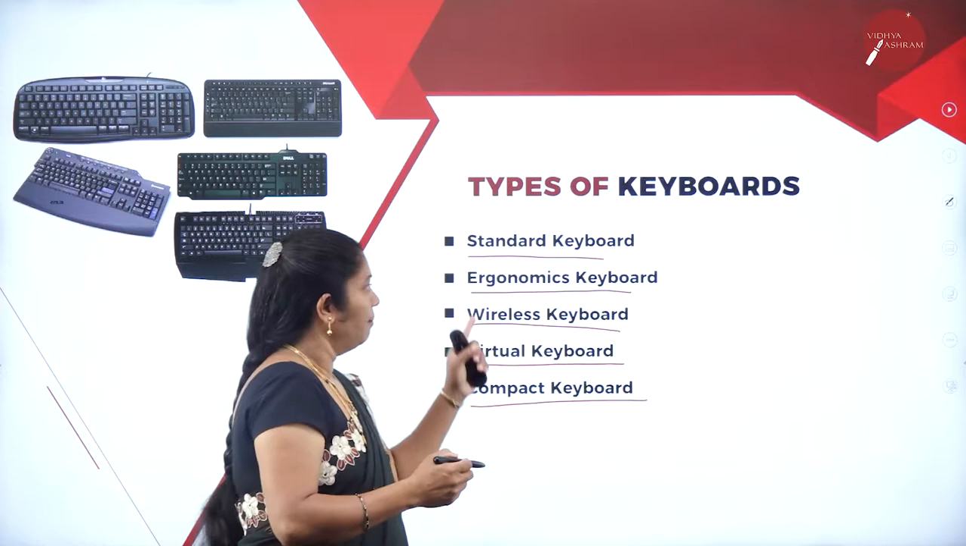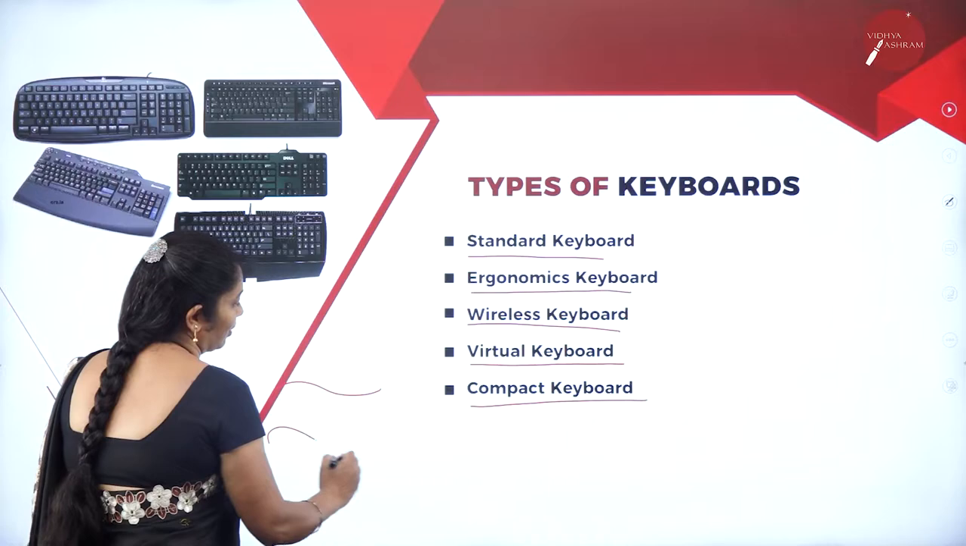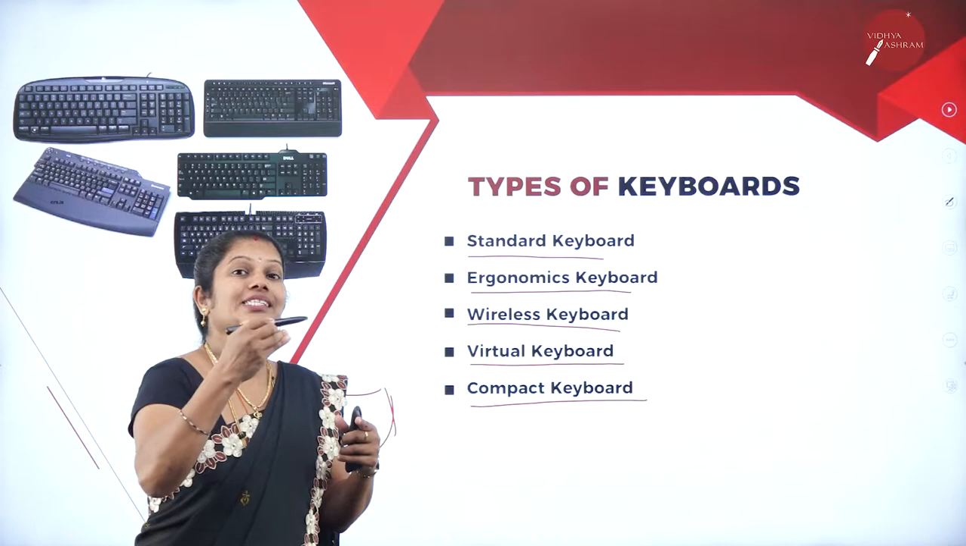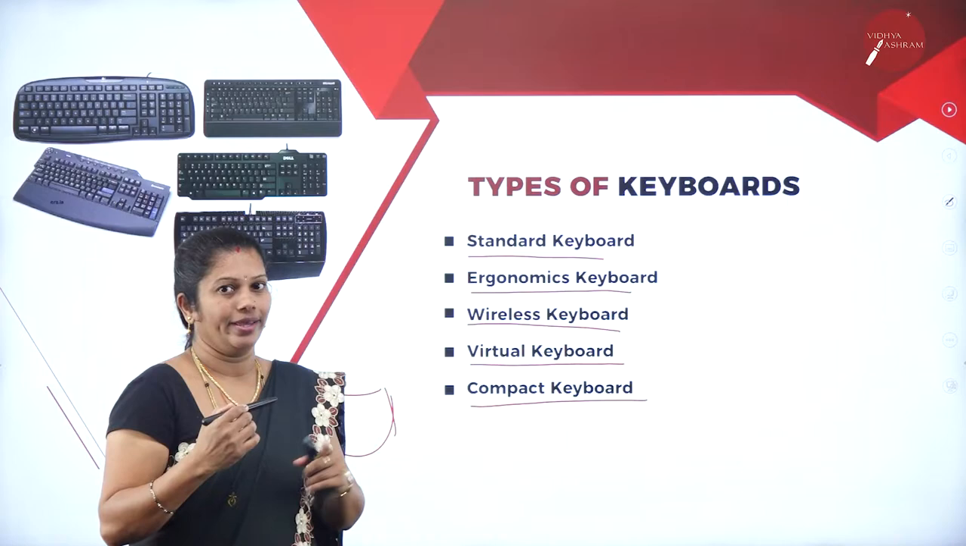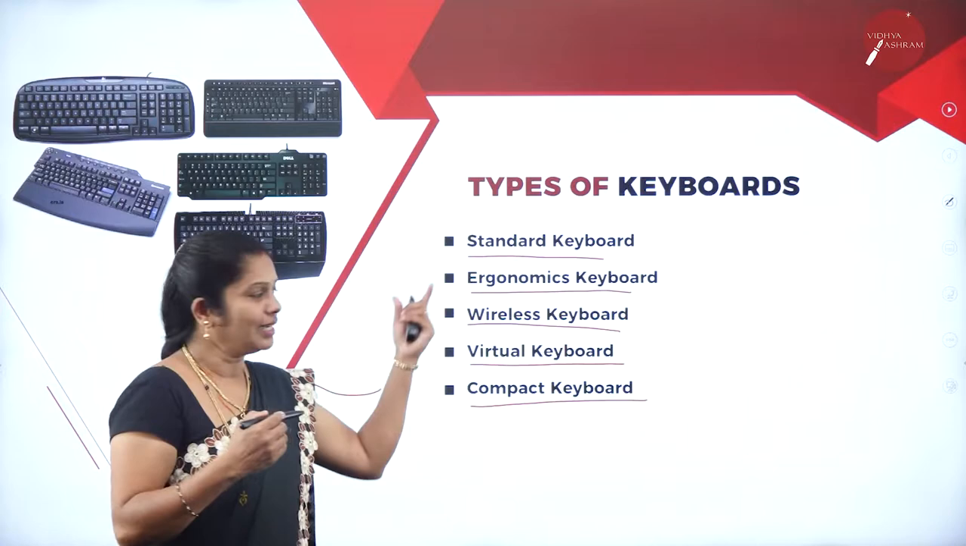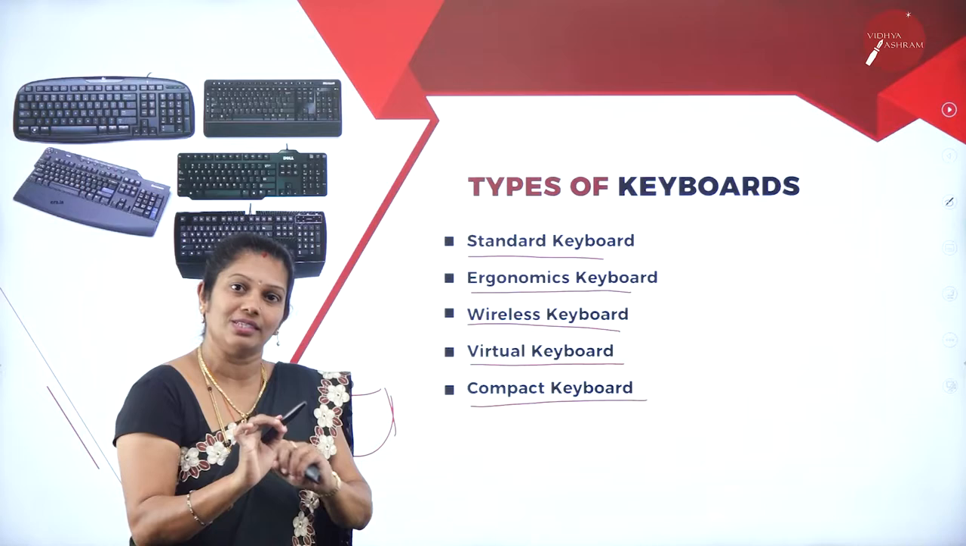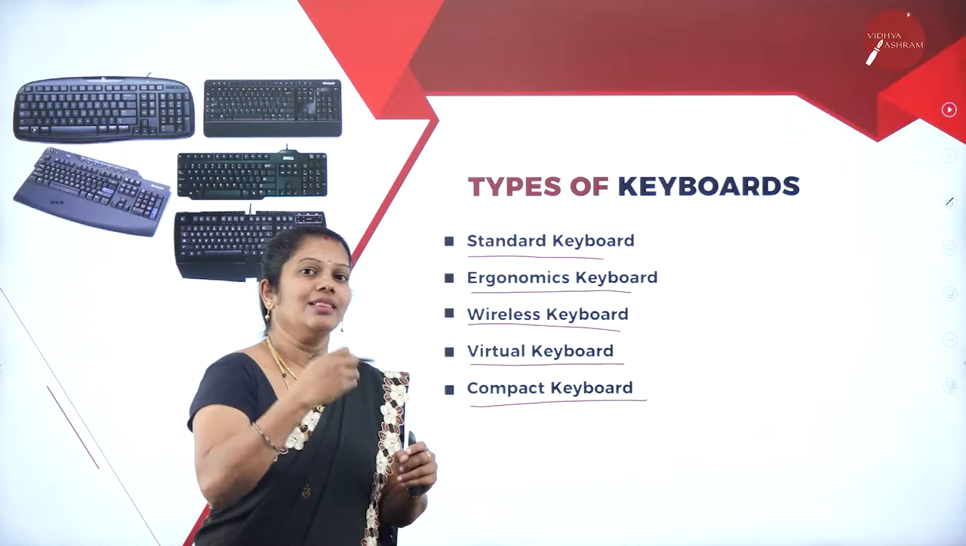But when you come to the ergonomic keyboard, the keyboard structure will be in a different format. There it mainly reduces the stress on your hands. The ergonomic keyboard is mainly used to avoid stress on your hand. Then the wireless keyboard: without wires, we can connect the keyboard to the computer by using Bluetooth or by using other functionalities, we can feed the data. Whereas the virtual keyboard, the name itself says virtual, it looks like your original keyboard only, but it is not an original keyboard. Then the compact keyboard: under that, multiple operations can be performed by the same keys.